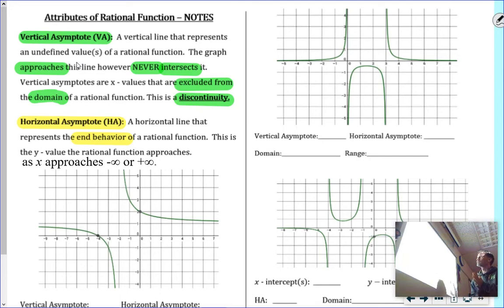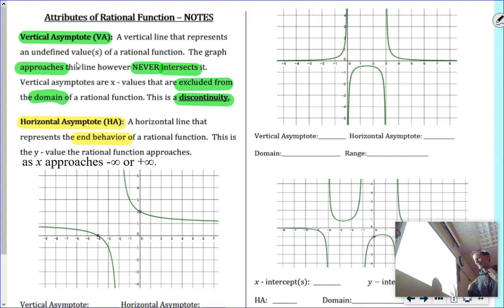So we're starting a new unit on rational functions, and we're going to start talking about how to analyze some rational functions, not only graphically, but analytically from equations and stuff like that. So up on the screen right now on the top left, you see a couple of definitions of asymptotes.